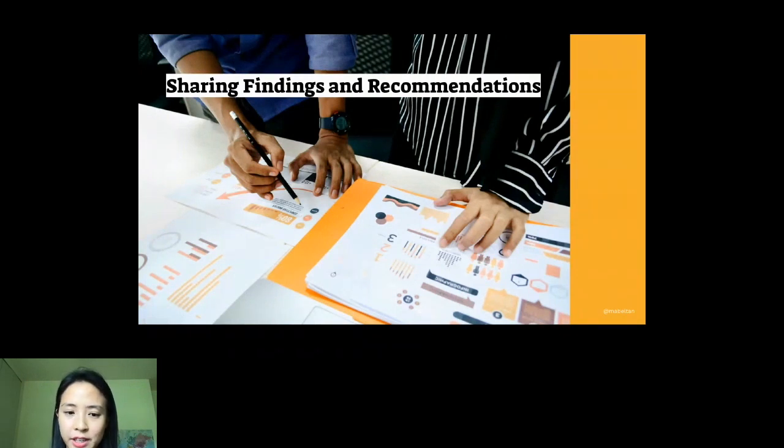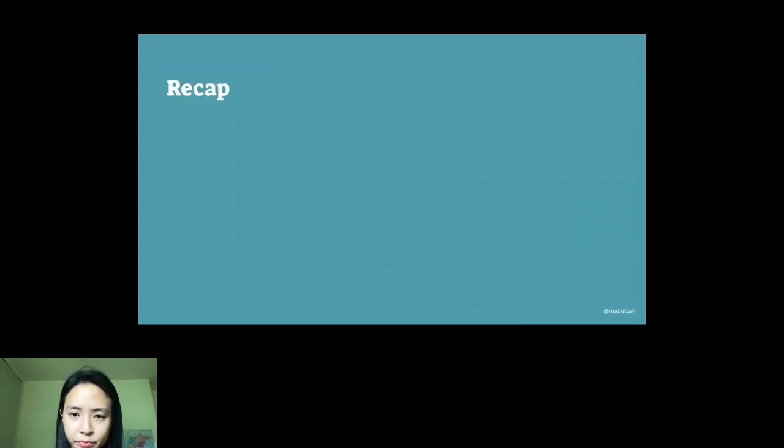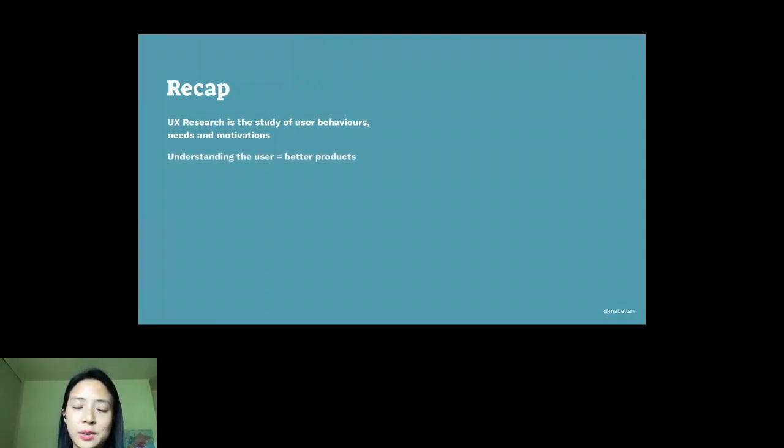You're sharing the findings. And that brings us to the end of what I think are the main UX research basic things to do and components that you need to cover or learn about if you're on your own. So to recap, before I bow out, UX research is the study of user behaviors, needs, and motivations. Understanding the user equals building better products, because then you can build the right product instead of refining something that doesn't work.